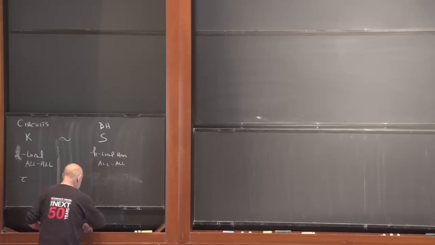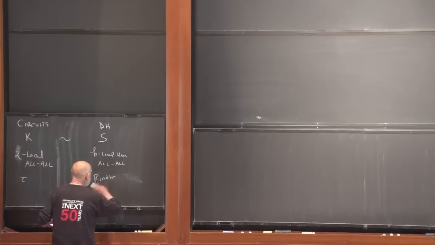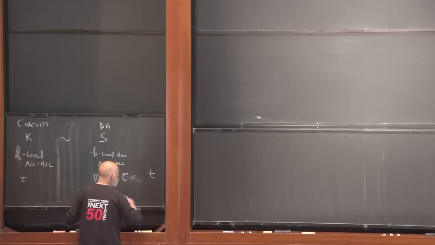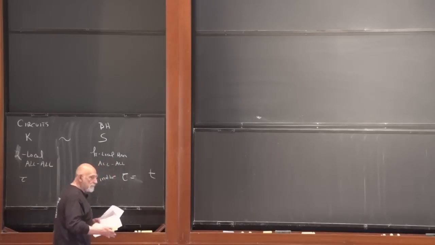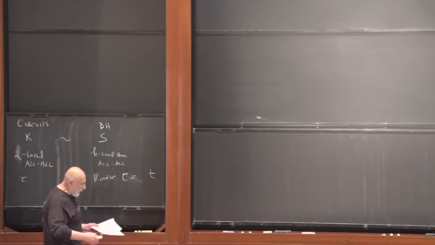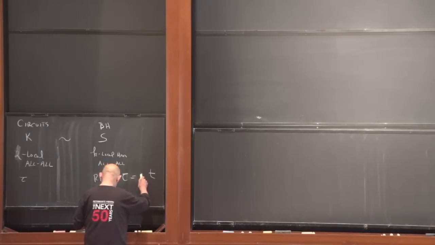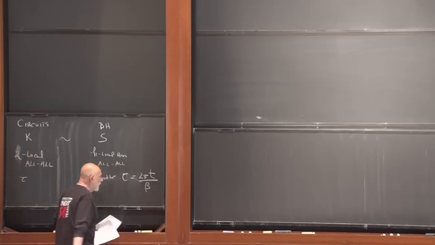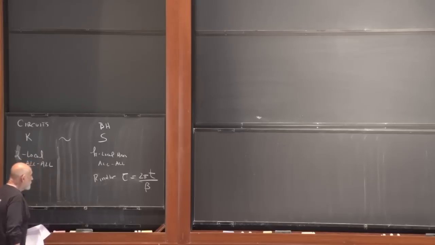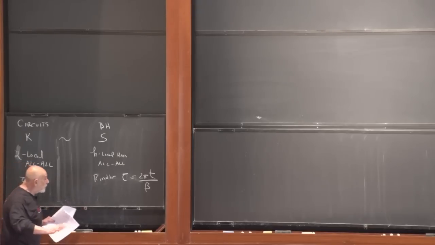Let me write Rindler time, and I'll also call it tau. Rindler tau is equal to Schwarzschild time, conventional Schwarzschild time, could also be the boundary time of a holographic theory, times 2 pi over beta, where beta is the inverse temperature. That's the Rindler time, and this is very universal.